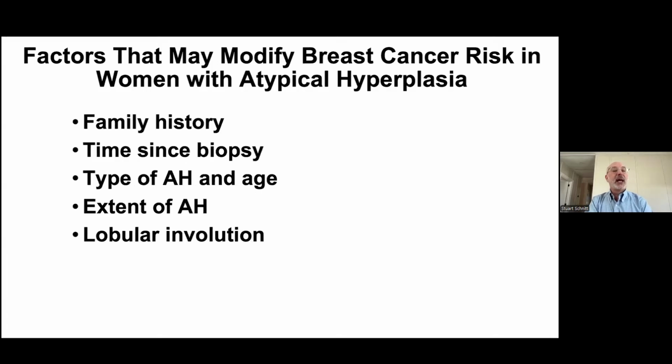We've also learned over the last 20 or 30 years or so that there are several factors that can modify the breast cancer risk in women with atypical hyperplasia. So everyone with atypical hyperplasia is not necessarily at the same level of risk. And these include a family history of breast cancer, the time since the biopsy, how long it's been since you've had the biopsy, the type of atypical hyperplasia and the age of the woman who had the biopsy, the extent of the atypical hyperplasia, and the presence of lobular involution. And I'll go through this relatively quickly to give you a sense of how these impact the risk.